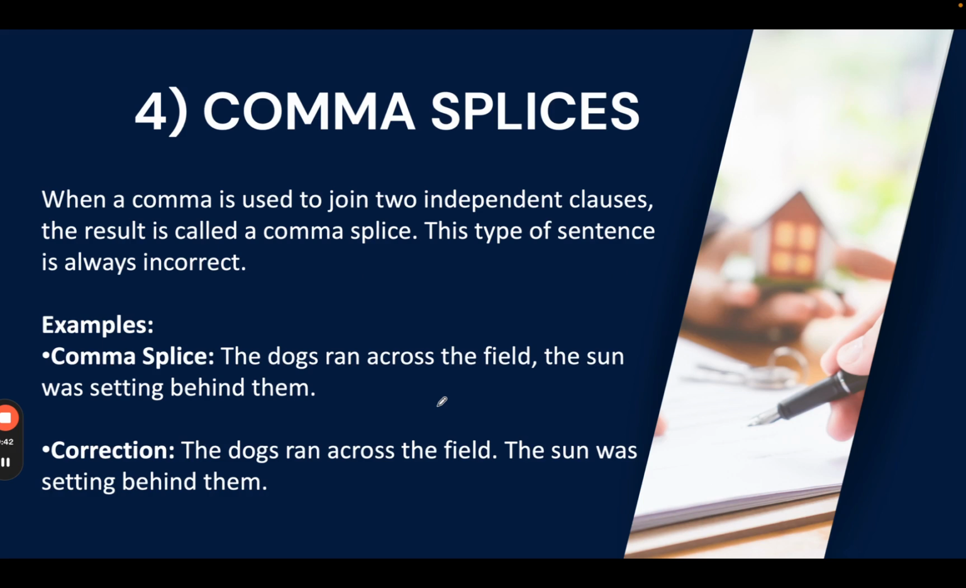Let's read ahead. Now, when a comma is used to join two independent clauses, the result is called a comma splice. Remember this rule by heart. This is the most important rule. You can never join two complete sentences with the help of only a comma. You can definitely use a comma plus FANBOYS, but you can't just have one comma between two complete sentences. That's called a comma splice.